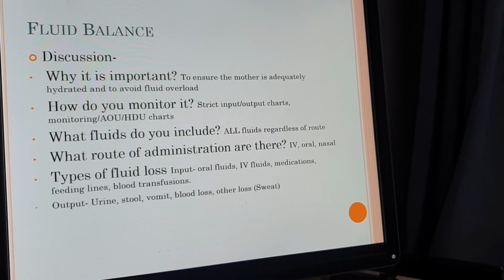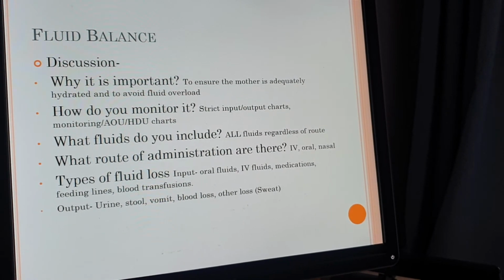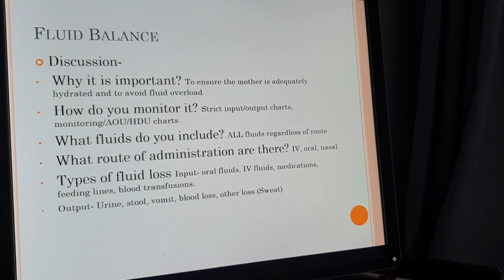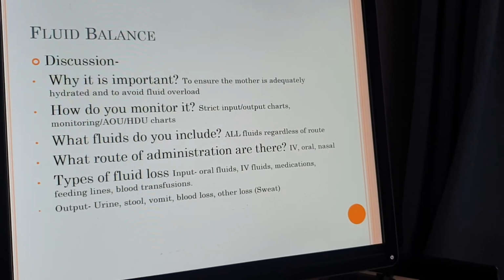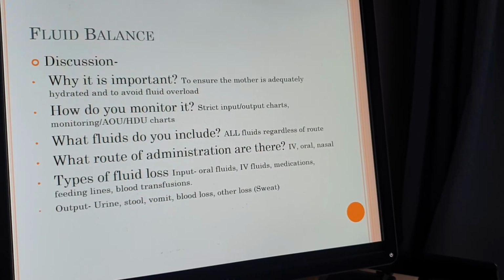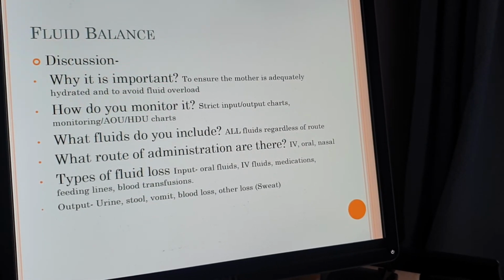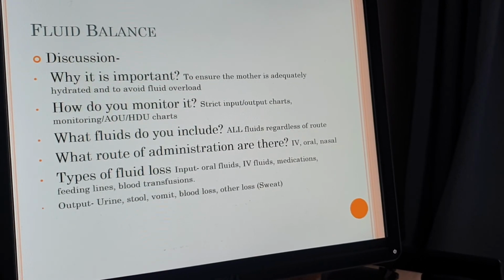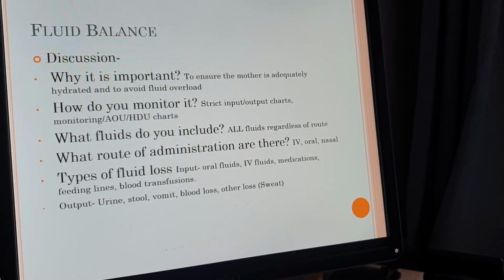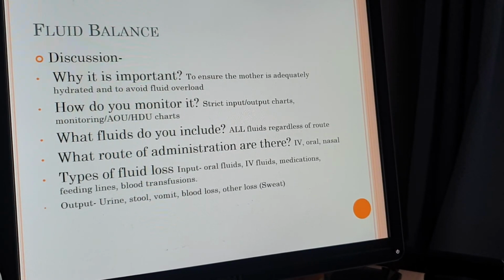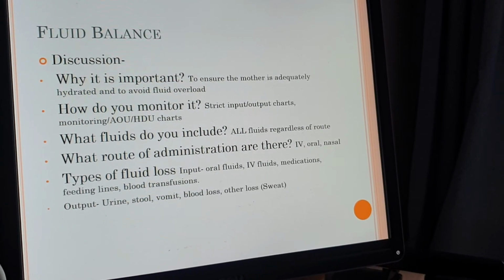And when we're thinking about output, we are monitoring very closely the urine output, which I've already touched upon, a urometer if applicable, and any kind of stools. So if a woman has a PPH and has medications that may change her bowel habits, then we need to be monitoring that very, very closely. Vomits, we need to be measuring any vomit, measuring this correctly and inputting that on the chart. Blood loss, and any other loss as well. If we have women that are particularly unwell, we need to take into consideration that they may lose fluid through other methods.